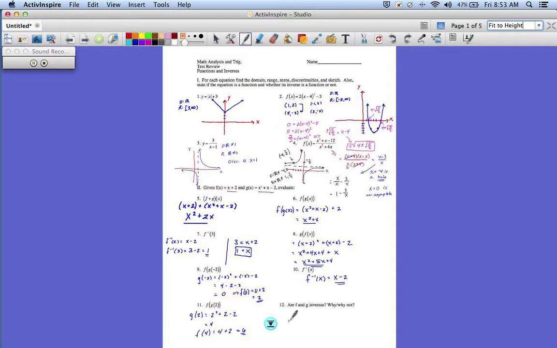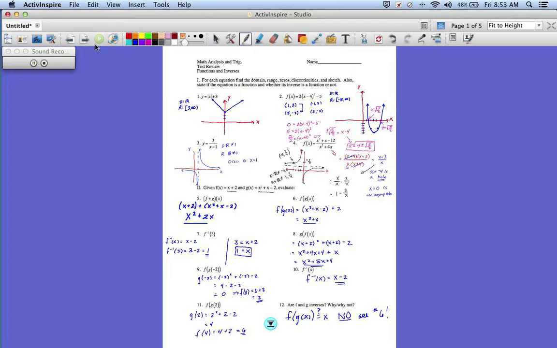Well, we want to compose them to find out if it equals x. So does f of g equal x? Let's look at this, and I'm going to compose them here. Actually, we already did compose them in number 6, didn't we? So the answer is no. See number 6.